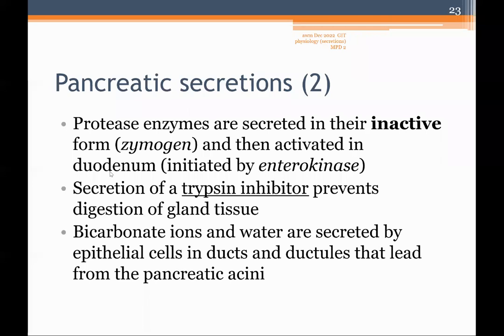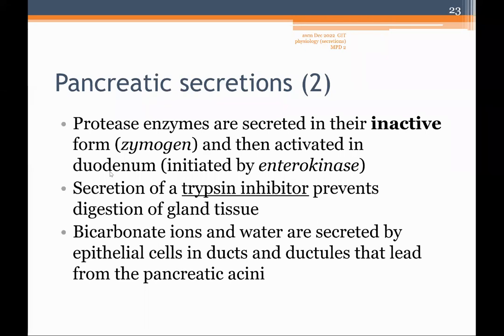While the pancreas is secreting the enzymes, it also secretes a trypsin inhibitor, which also helps in preventing digestion of the gland tissue. So you can see, one, the pancreas secretes enzymes in their inactive form. Secondly, it produces a trypsin inhibitor, which will prevent the trypsin from being activated and digesting the gland.